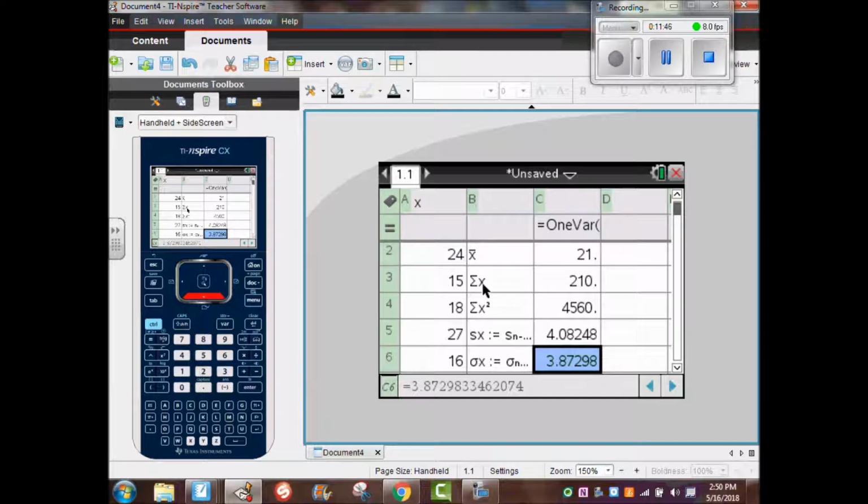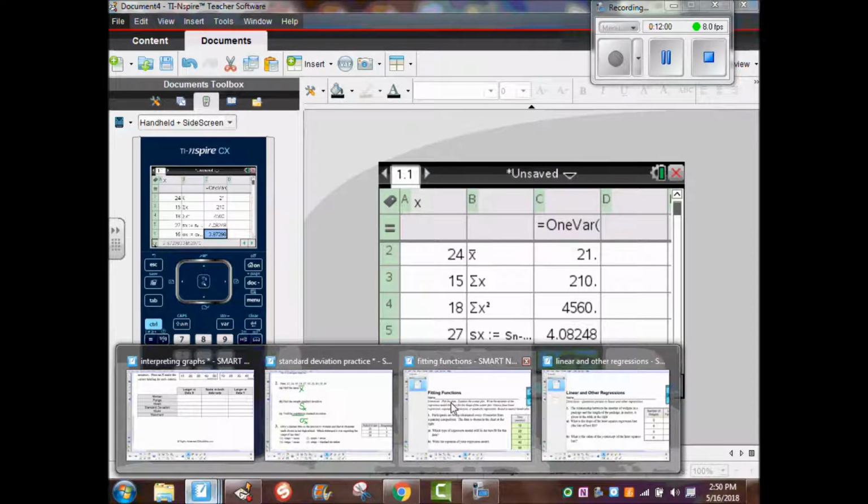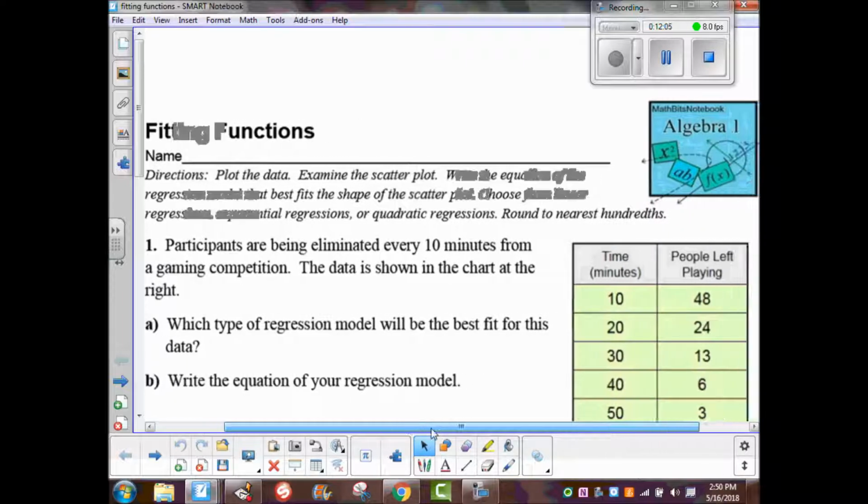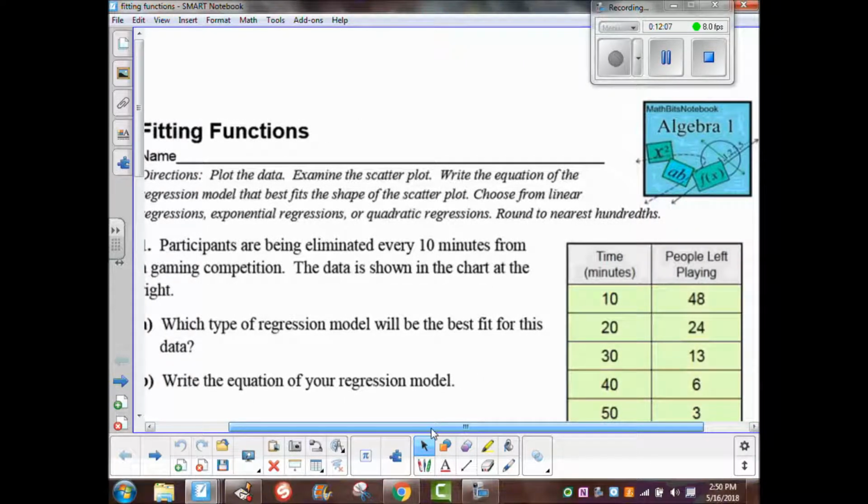All right, so next page is what? What do we got on the next page? Do we have fitting functions next? Yes? Okay. Fitting functions. Let's see. I'm just looking, trying to pick out a good one here. Let's do number 3.